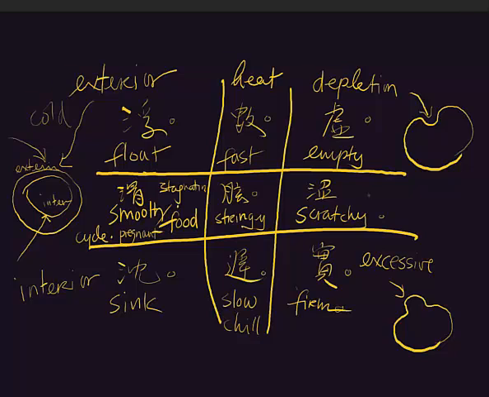And then the qi or keep is scratchy. Scratchy pulse is a stagnation. Okay, especially in two areas of blood and qi.